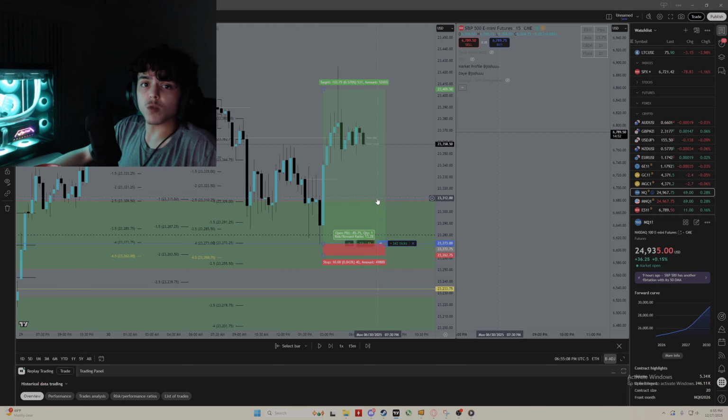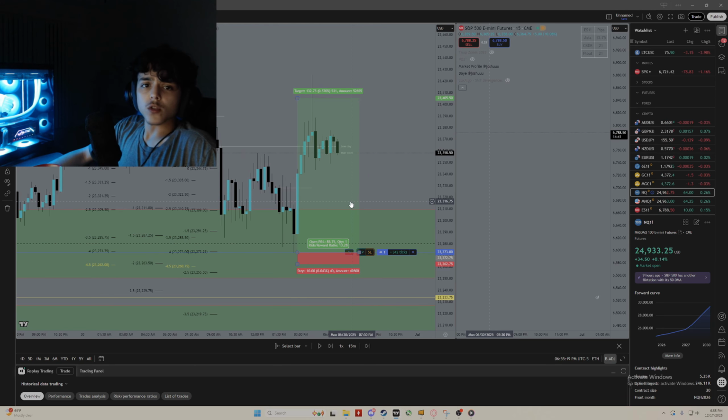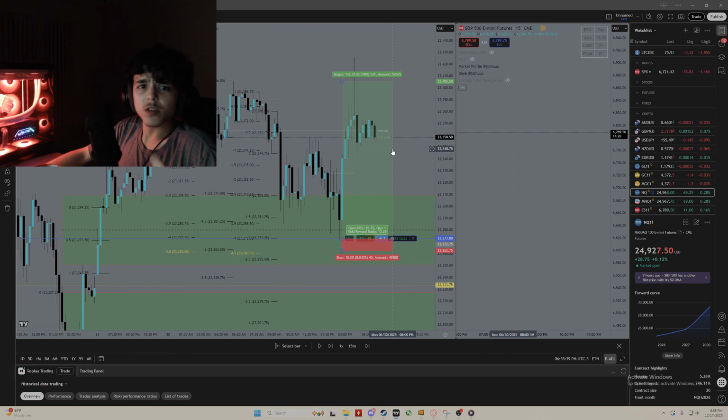That's a 13 risk to reward ratio, meaning that for the $200 you risked, you made 13.28 times the amount that you risked. So we have to keep this in mind. What did you learn so far?